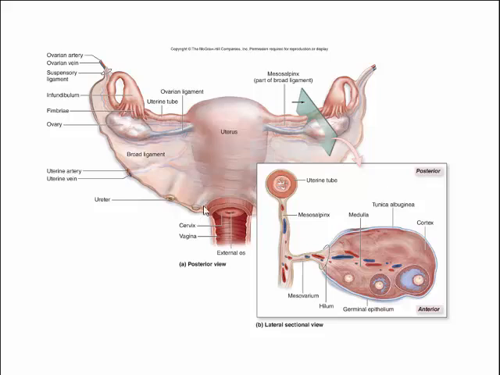Here again you can see the round ligaments, and here is the ureter. The cervix projects into the vaginal canal. The opening into the uterine cavity is called the external os.